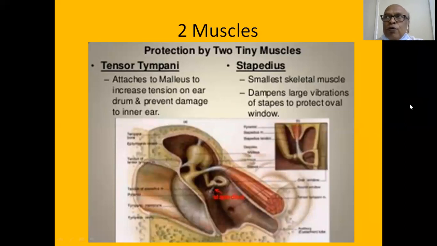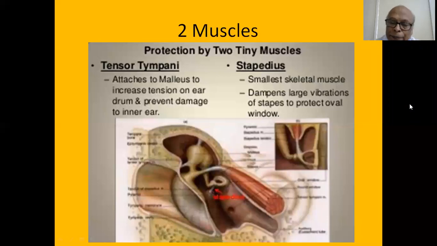Coming to the other muscle, that is the stapedius muscle. Stapedius muscle is the smallest skeletal muscle in the body, and its action is, once you hear a very, very loud sound, it contracts and disengages the footplate of the stapes from the oval window region. Thus it gives enough protection for the inner ear from loud blasting noises.